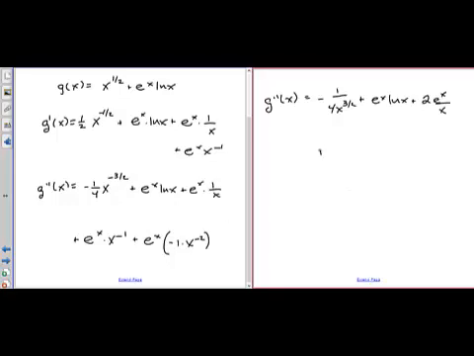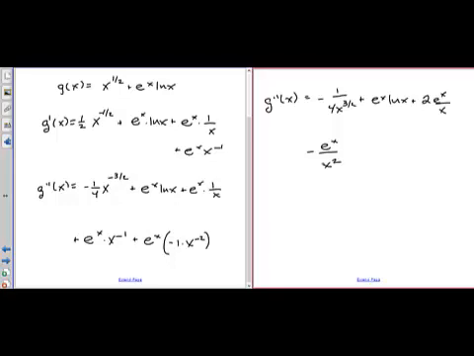And then the last term is going to be negative, because I got the negative right here. So it's going to be negative 1, so I can drop that. e to the x in the numerator and x squared in the denominator. So that is the answer.